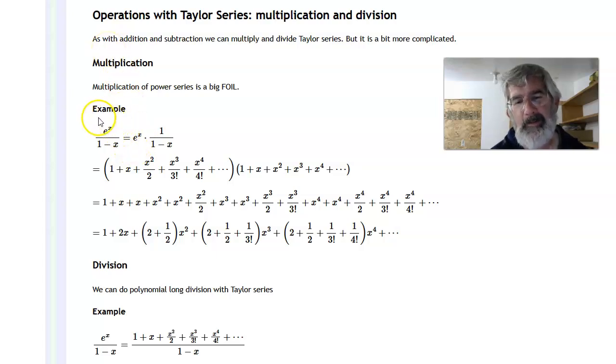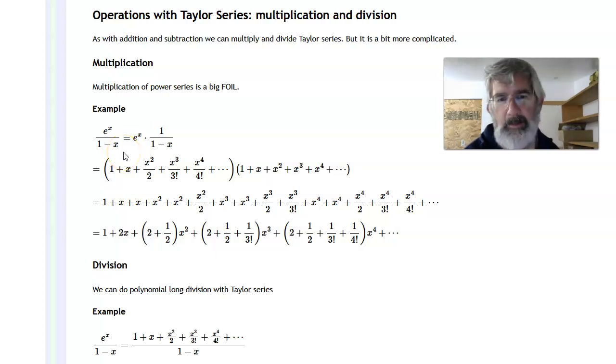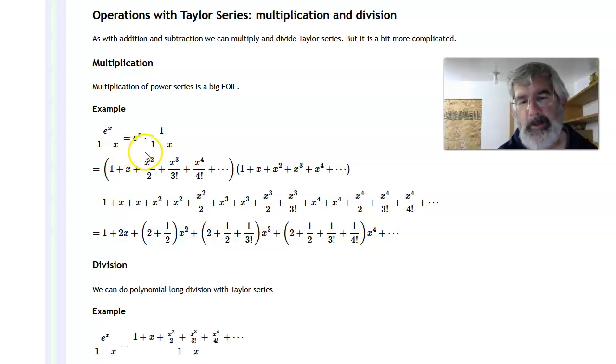So I want to start off with an example. Again, two functions that we've worked with a zillion times in the course of these videos I'm making here: e to the x divided by 1 minus x. Now, I'm going to do this two different ways. I'm going to do it as a multiplication, and I'm going to do it as a division. But first of all, as a multiplication, I can think of this as e to the x times 1 over 1 minus x.